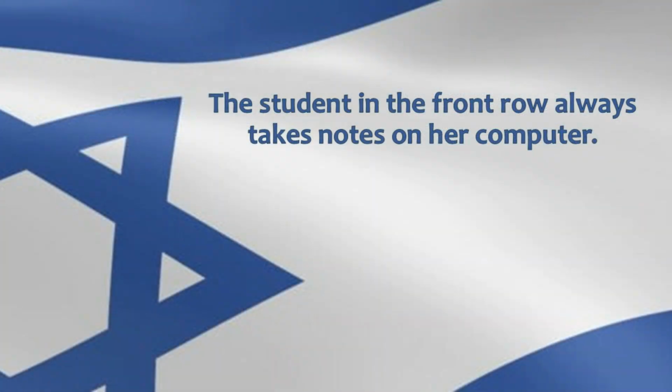The student in the front row always takes notes on her computer. In the front row is a prepositional phrase that answers the question, which student? So it's pointing back to the student. On her computer answers the question, how does she take notes? So it points back to the verb take.